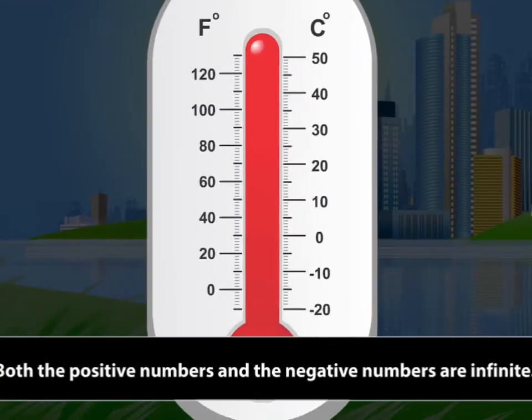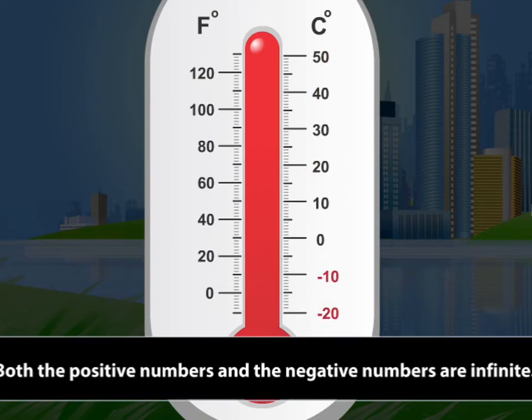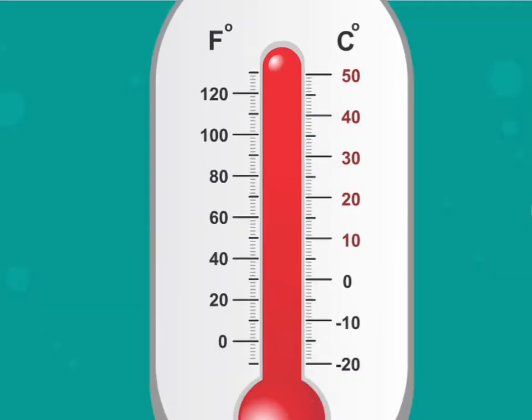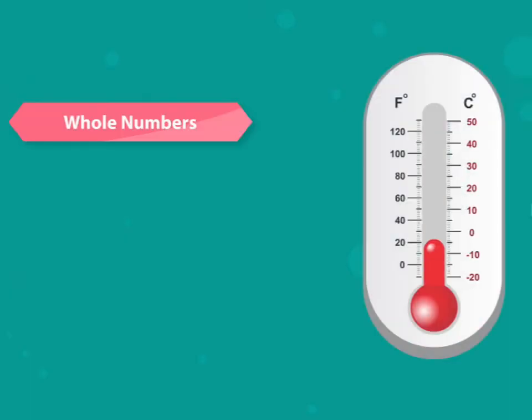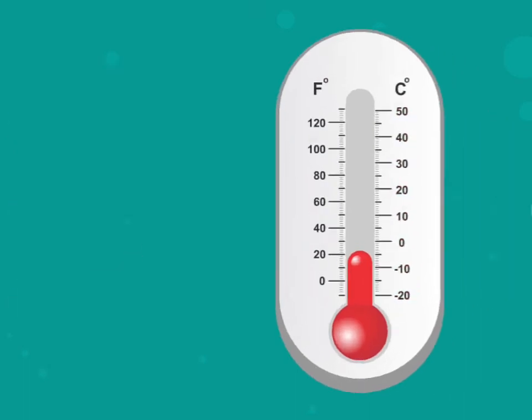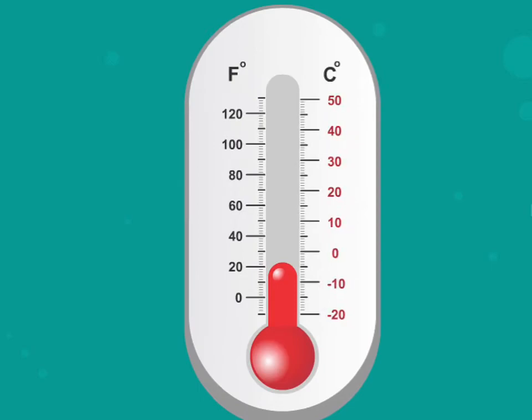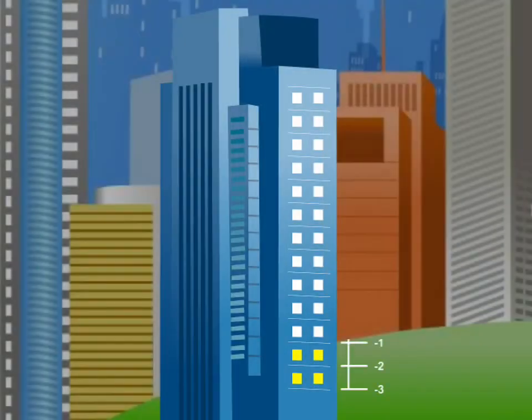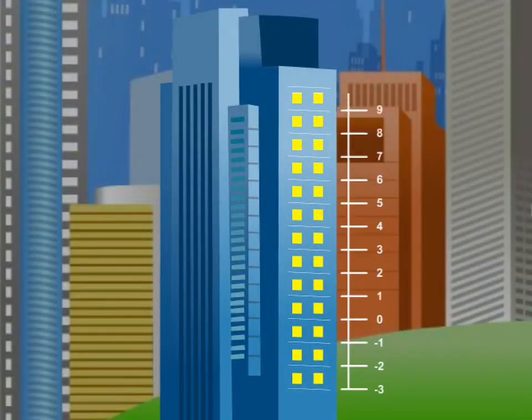It means that both the positive numbers and the negative numbers are infinite. Whether the numbers are positive and above zero, or negative and below zero, all whole numbers and their opposites are called integers. This means that the numbers on the thermometer, the ones we count with the floors of a building, are all integers. Hope you got an idea of integers.